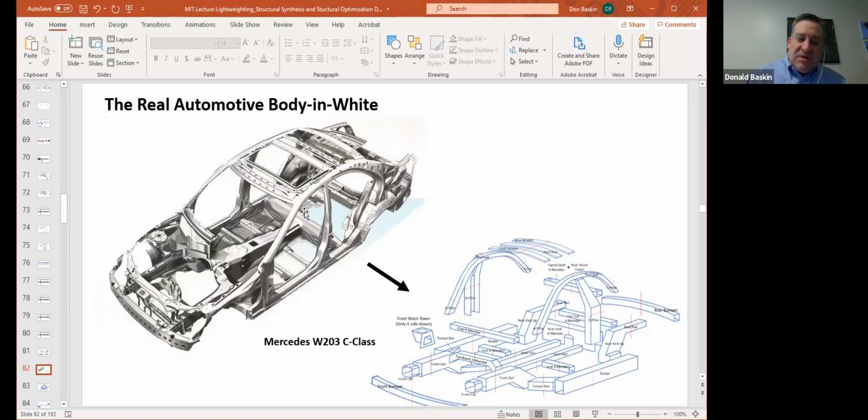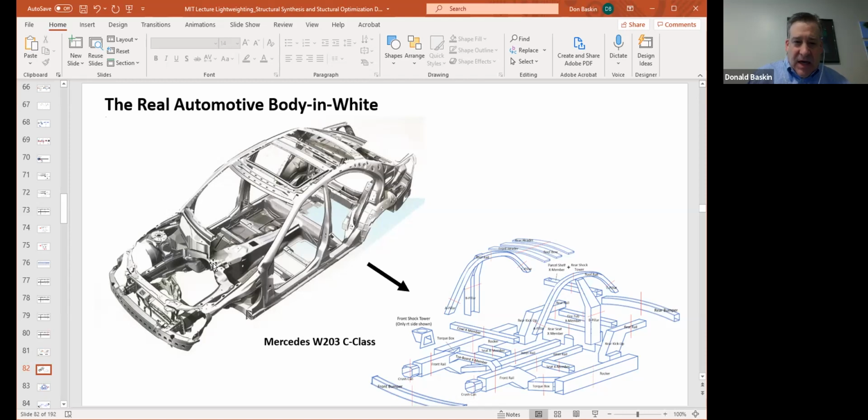Long ago, Mercedes used to publish very highly detailed technical books on their cars that would have all kinds of crazy specifications. As far as I know, they were only printed in German. I have one of those books. It's in German. And anyway, they give these pictures of the body structure.